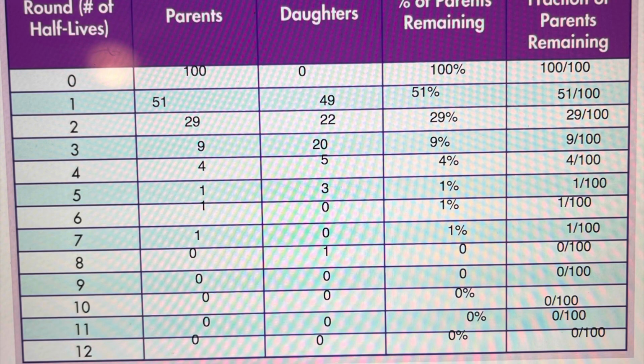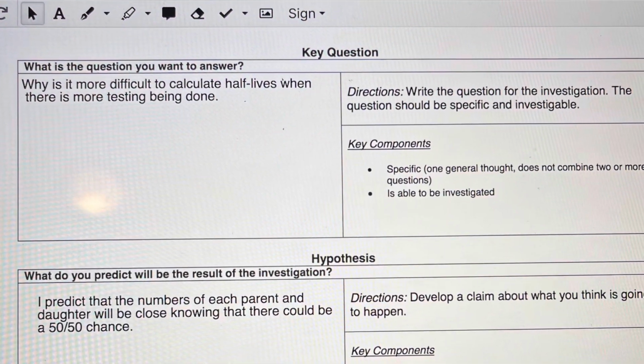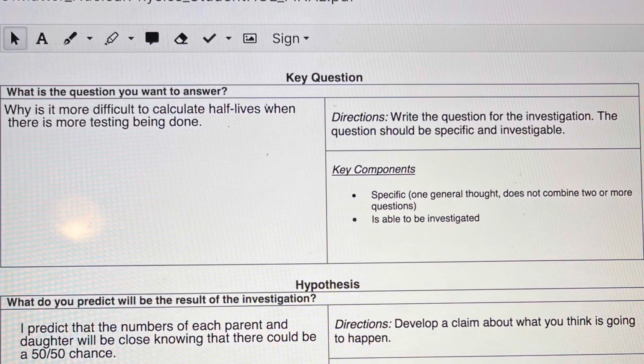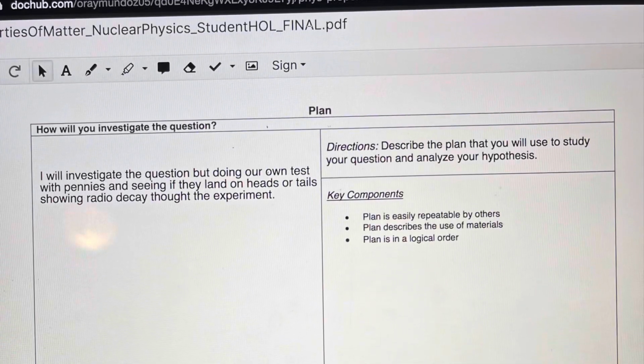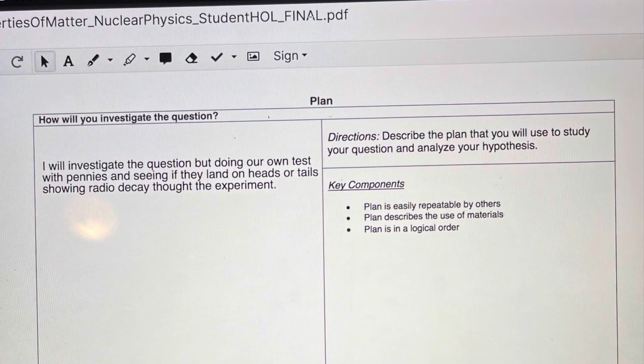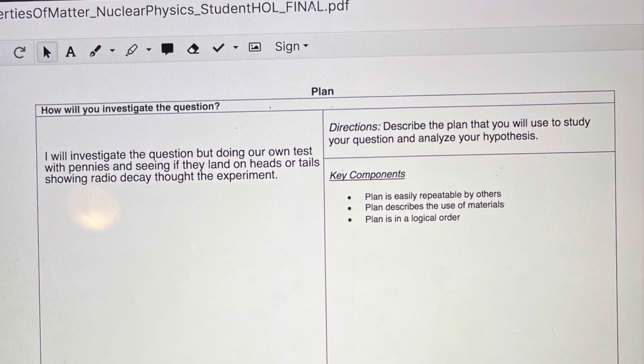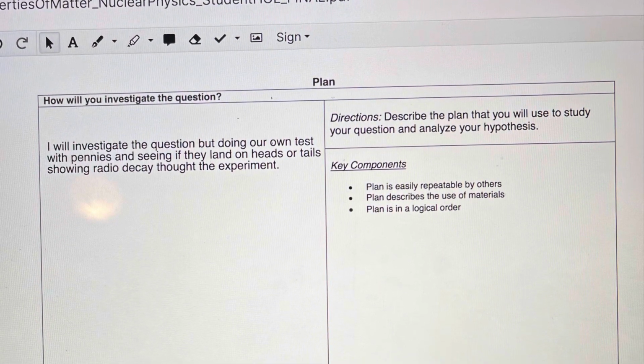Okay, so this is my graph. Here's the numbers I got. And then what is the question you want to answer? Why is it more difficult to calculate half-lives when there is more testing being done? What do you predict will be the results of the investigation? I predict the numbers of each parent and I started will be close, knowing that there is a 50-50 chance.